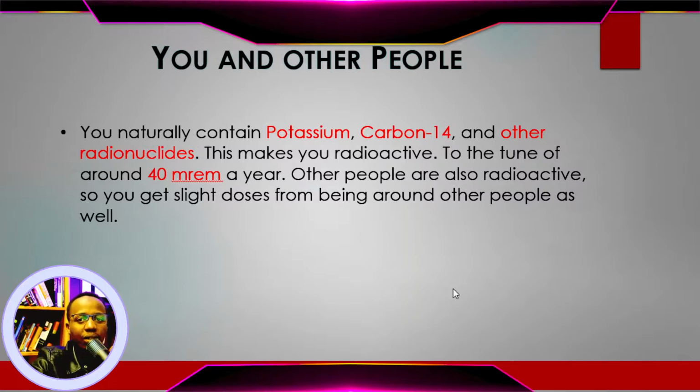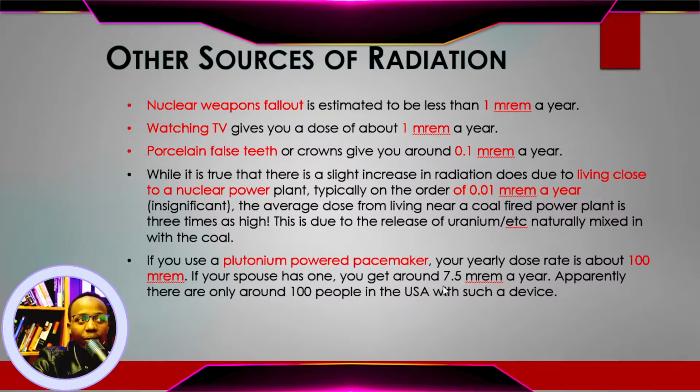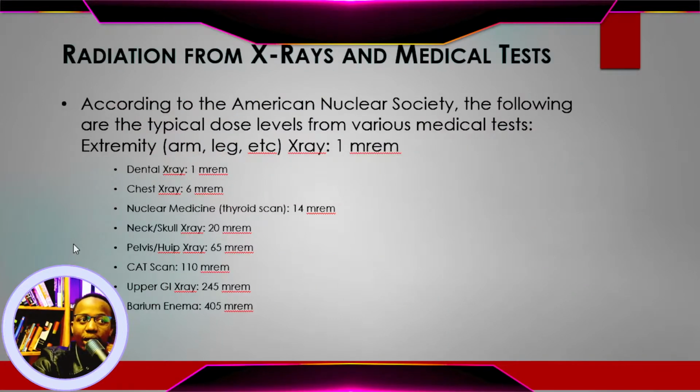Even in your body, you have radioactive material: potassium, carbon, and others. We have them in our bodies as well. And also some other things, like fallout from nuclear weapons a long time ago. Watching TV will also give you some radiation. Living close to a nuclear power plant, all of these will give you a low level of radiation. If you have a pacemaker, it's going to contain some level of radiation.